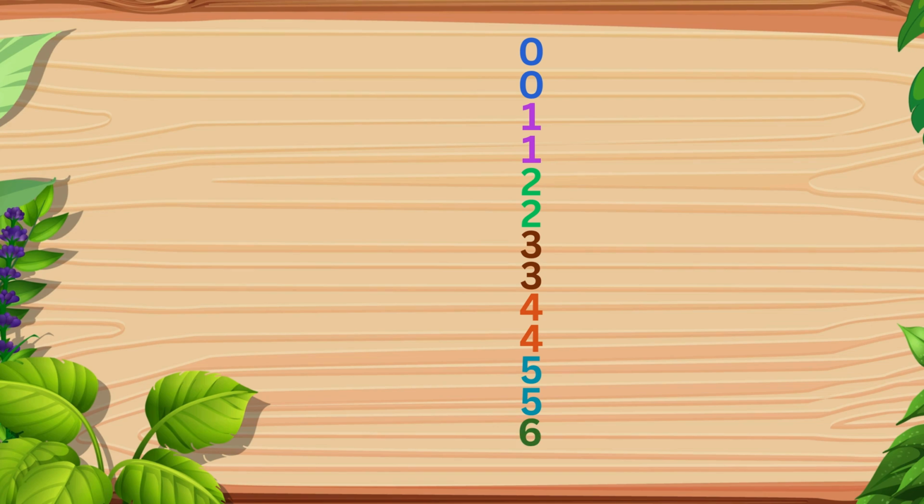Now, all we need to do is write 0 and 5 next to each number, going from top to bottom in this pattern. 0, 5, 0, 5, 0. Repeat this pattern for the rest of the numbers. Let's see how it works.